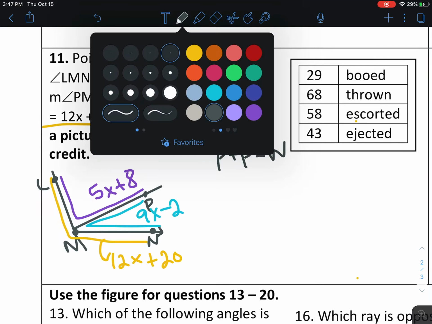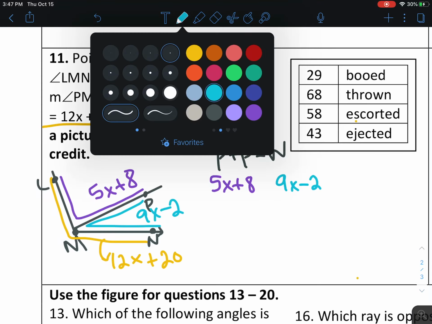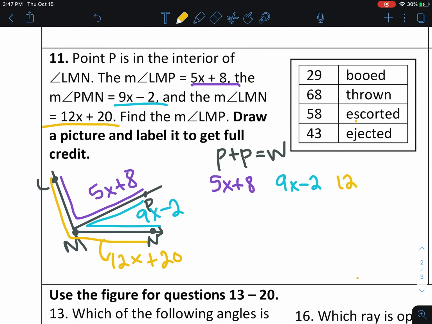All right, because we have 5x plus 8, that's a part. And then the other part is the 9x minus 2. And then the last part is the 12x plus 20. So we add the first two together and they equal the whole thing. You can solve it by using NSolve or you can solve it by hand. The choice is yours.